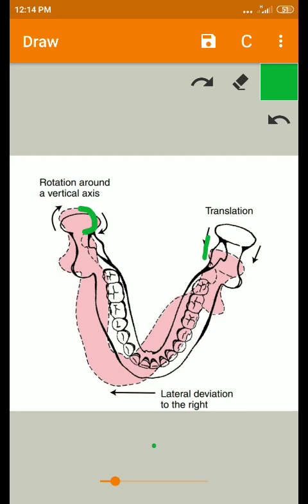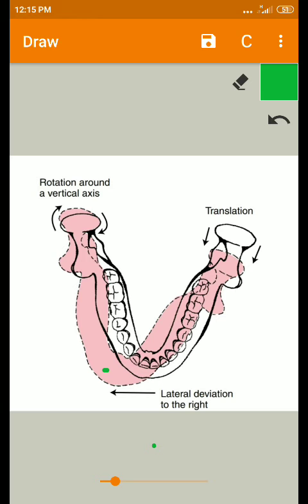forward. So for example, now we are going to take deviation towards the right side. So this is the normal mandible and here is the deviation. The pink color is the deviated mandible. Now we are going to see how it happens. So this is a right side deviation, for example.